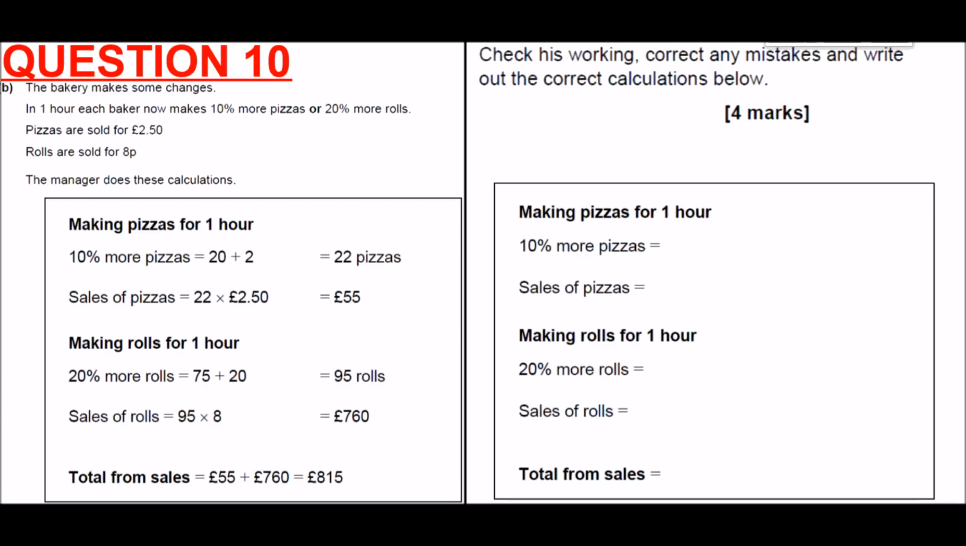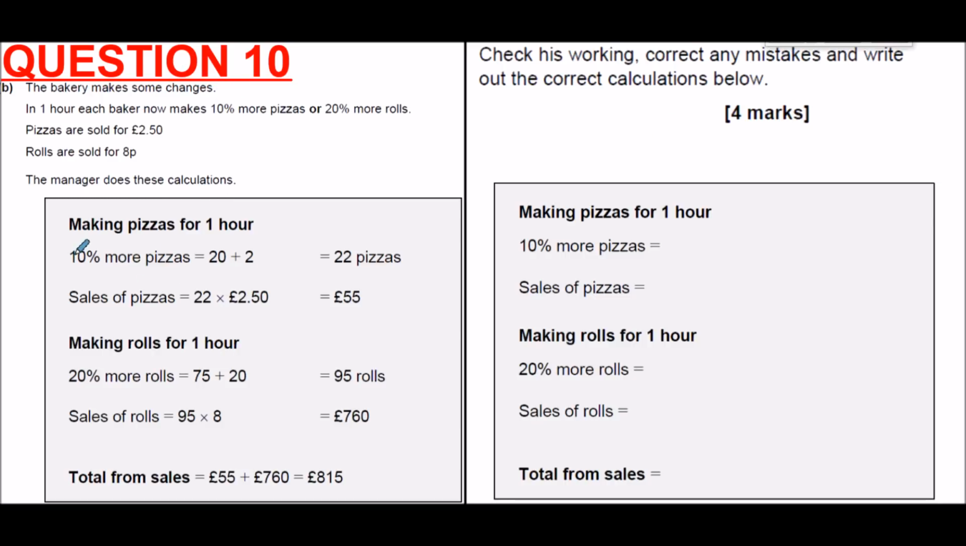So the bakery are going to make some changes. Maybe it's a restructure, I really don't know. It says in an hour, each baker now makes 10% more pizzas or 20% more rolls. Pizzas are sold for £2.50 and rolls are sold for 8 pence. So the manager's done some calculations, which you can see here. We need to check his working, correct any mistakes, and write out the correct calculations below.